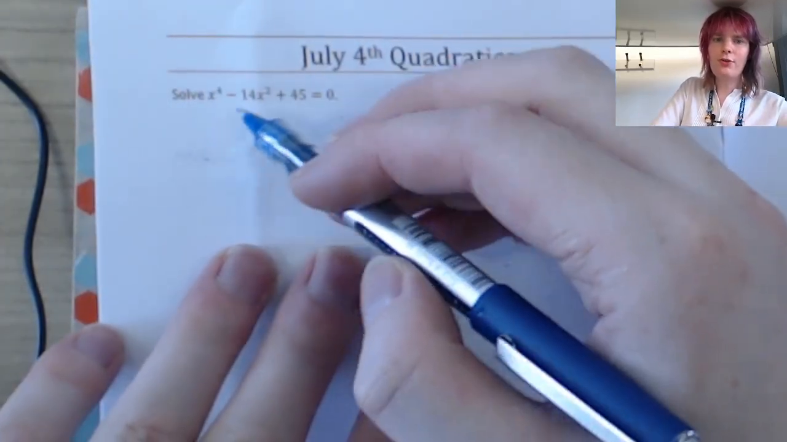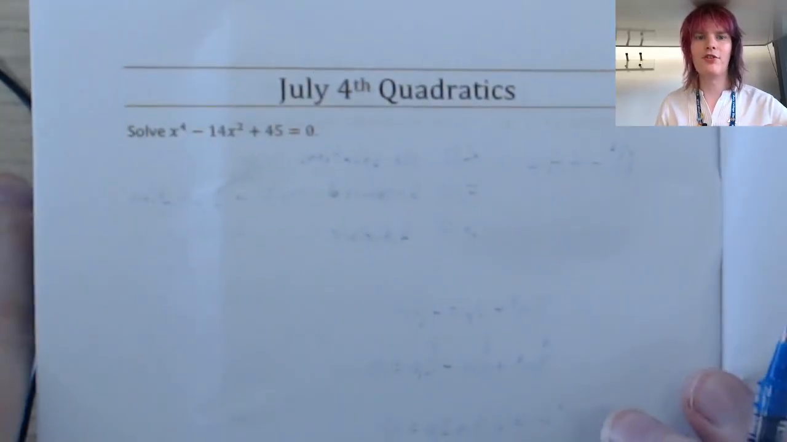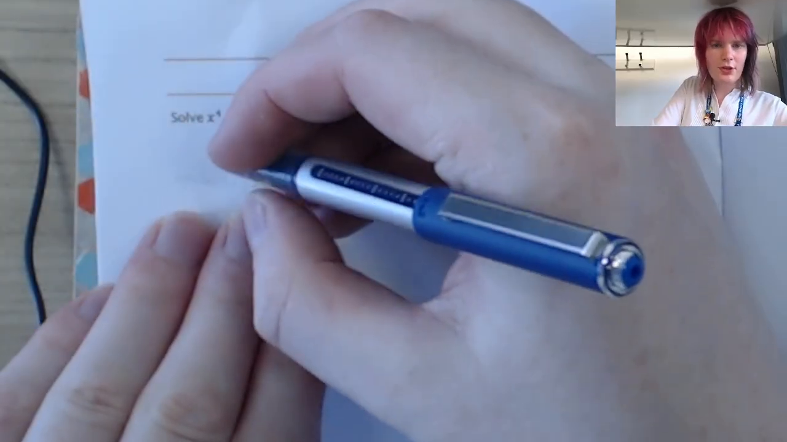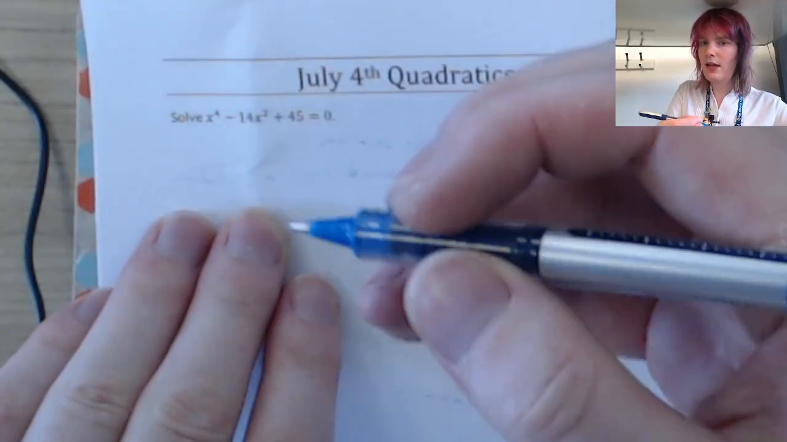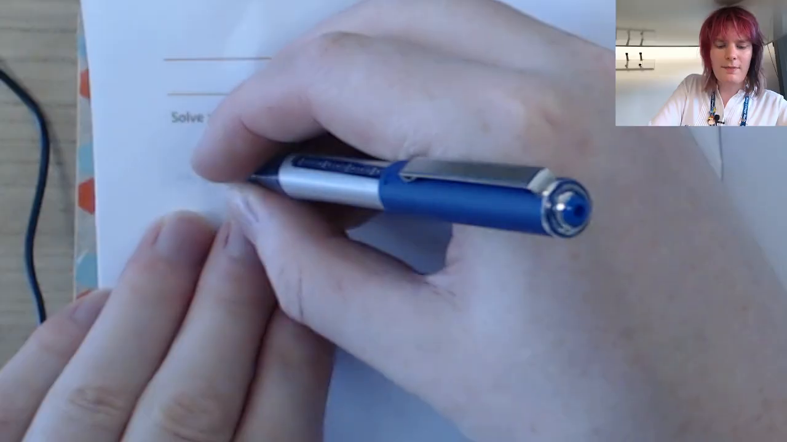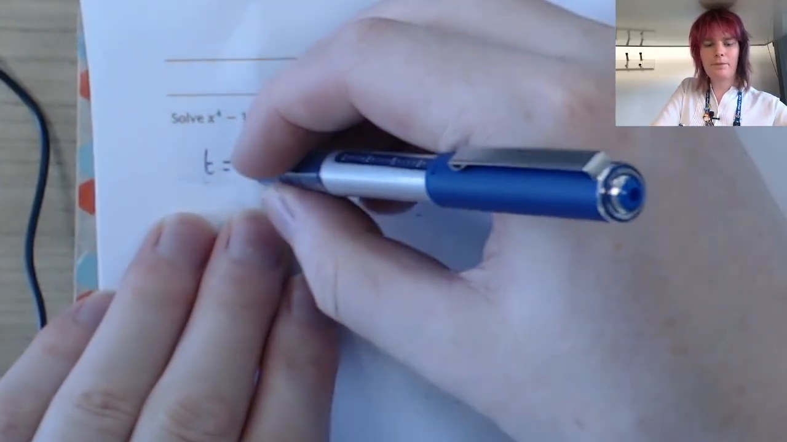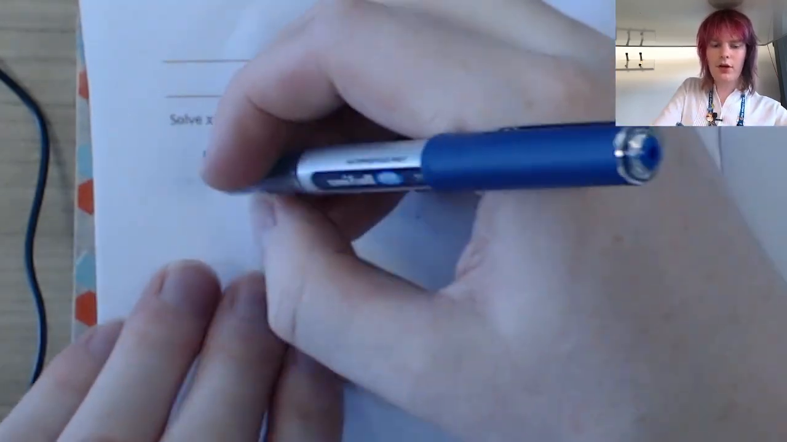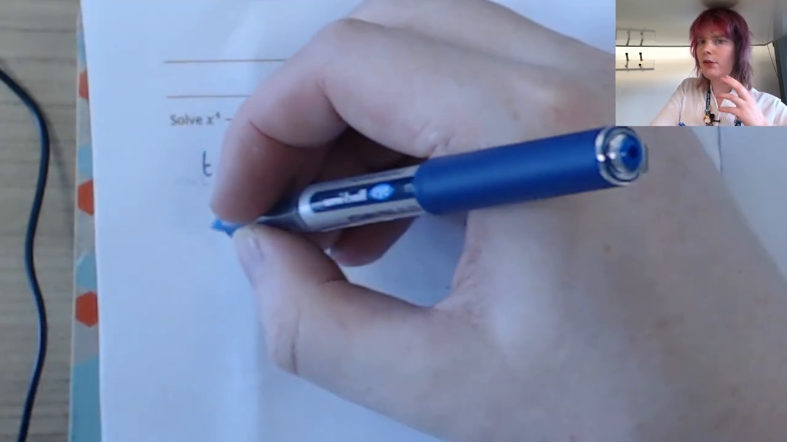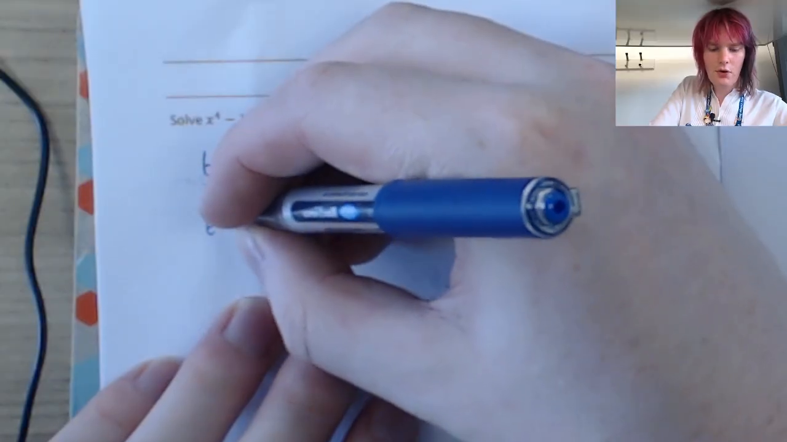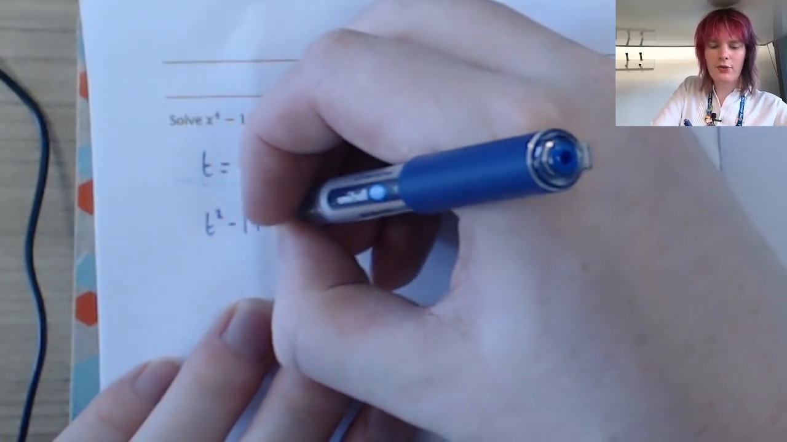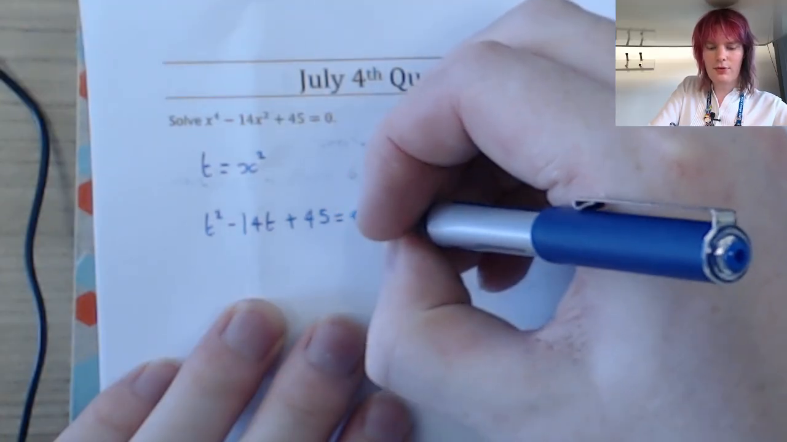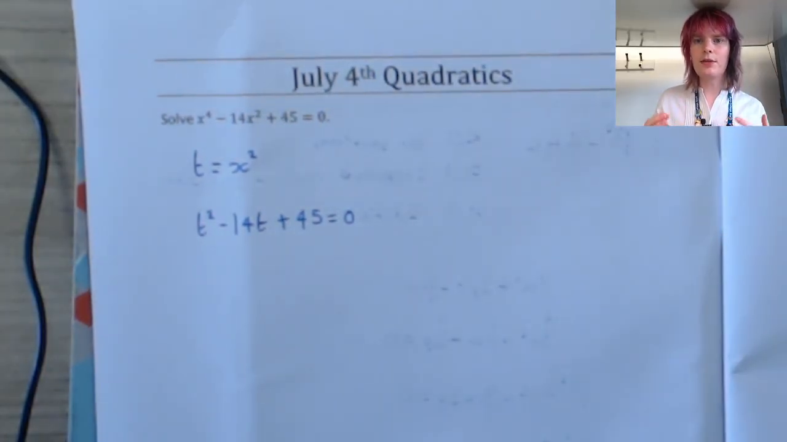So the trick we want to use here is we want to convert this equation into a more typical quadratic that we know. So what we can do is we can choose a letter, let's say t, and we're going to set that equal to x squared. Now we can take this and rewrite our equation as x to the 4 is going to become t squared minus 14 lots of t plus 45 is equal to 0. So now we can take this, we can solve this.